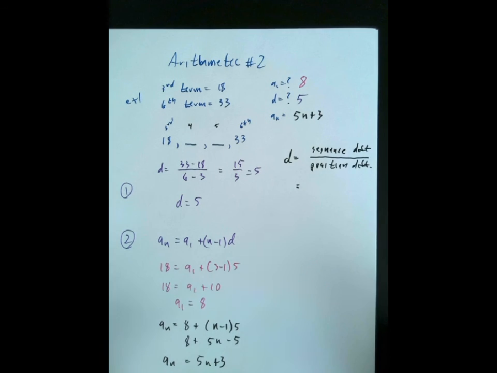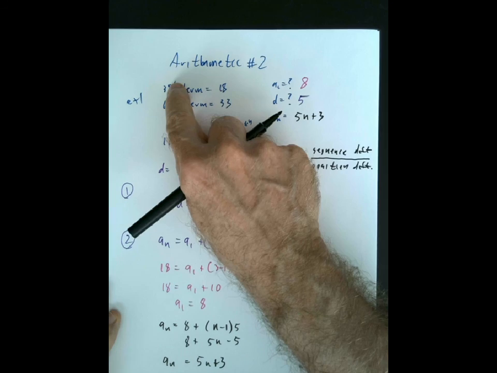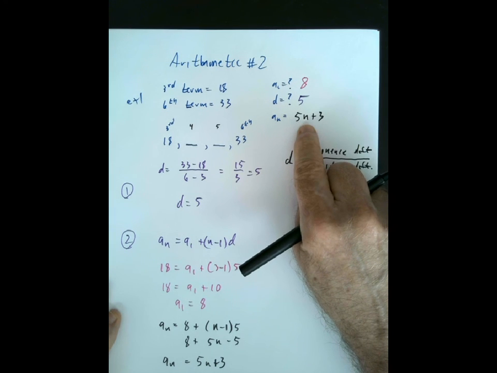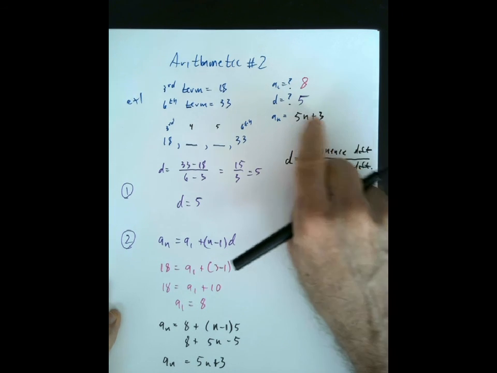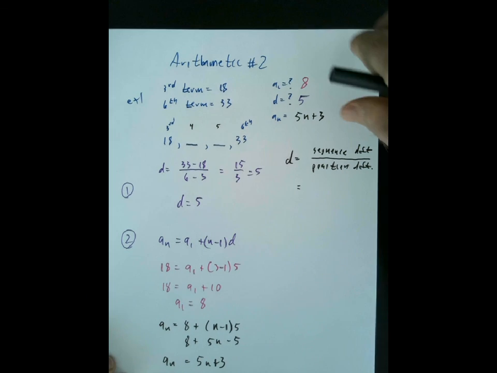We can check our work. Put 3 in. 5 times 3 is 15. Plus 3 is 18. Yep, that gives us 18, the third term. Put 6 in here. 5 times 6 is 30. Plus 3 is 33. Yep, that gives us the 33, the sixth term. Okay, very good. So that's example 1. So let's try another one.